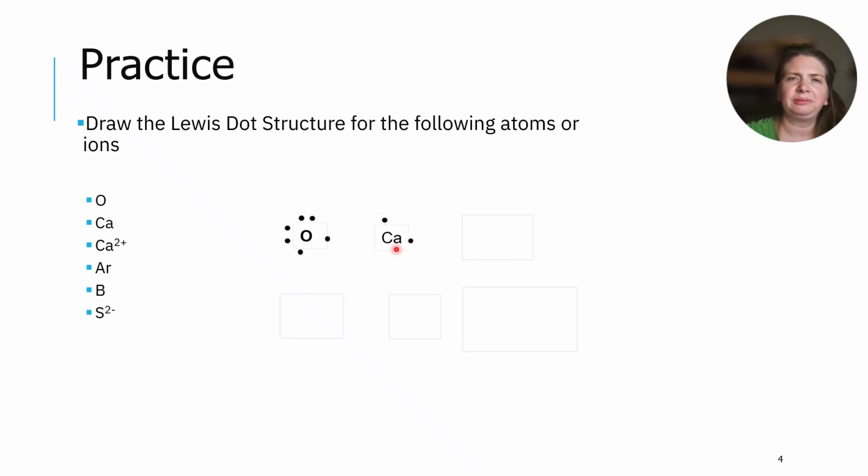Calcium is in group 2, so it has 2 valence electrons. Draw 2 unpaired dots on different sides of the square. The calcium 2 plus ion has no dots because it lost both of the valence electrons it had. Argon is in group 18, so it has 8 valence electrons. Each side of the square contains a pair of electrons. Boron is in group 13, so it has 3 valence electrons. Draw 3 unpaired dots on different sides of the square.